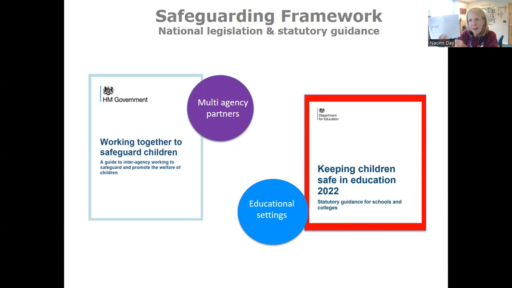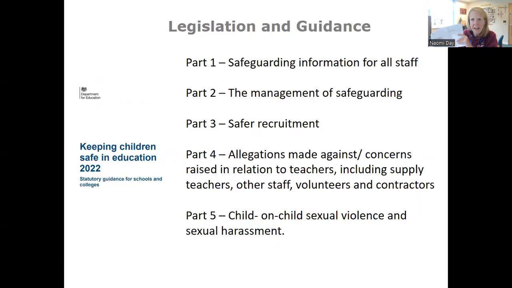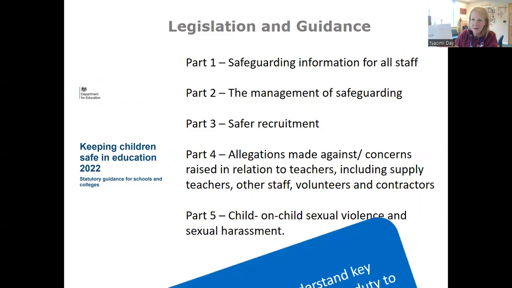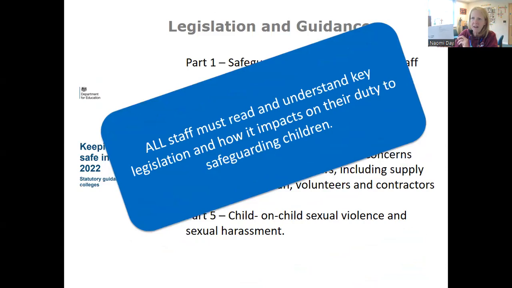We've got copies in school if you value a paper copy over reading it online, but if you want to find it online, you can just simply Google Keeping Children Safe in Education 2022 and find the information that you need there. The content of this piece of statutory guidance is here. The bit that we require everybody to have read is the safeguarding information for all staff. Some of the other parts are less relevant to all members of staff. But it is important that our staff and volunteers have read and understand that legislation to know how it impacts on their duty to safeguard our children at Fishbourne Primary School.